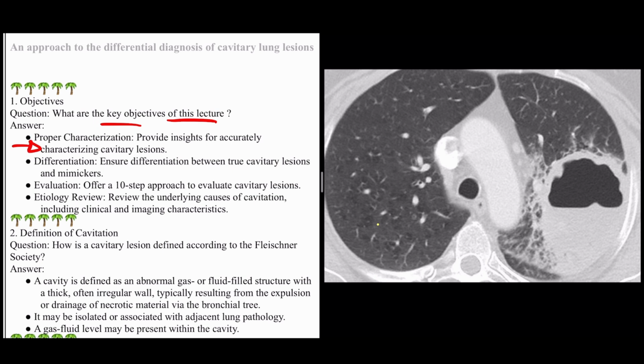What are the key objectives of this lecture? First, provide insights for accurately characterizing cavitary lesions. Then ensure differentiation between true cavitary lesions and mimickers. Offer a 10-step approach to evaluate cavitary lesions and review the underlying causes of cavitation, including clinical and imaging characteristics.